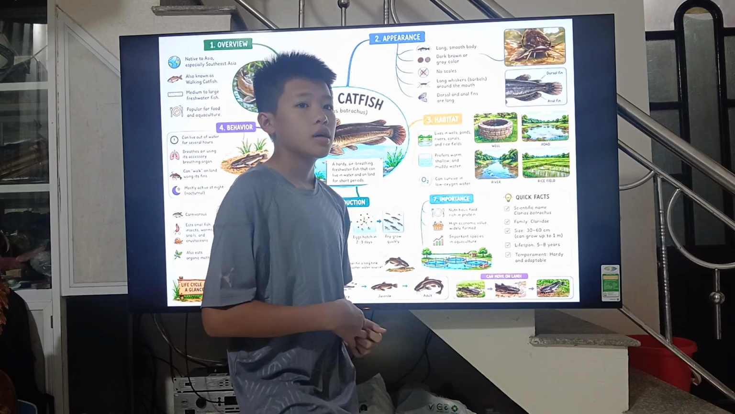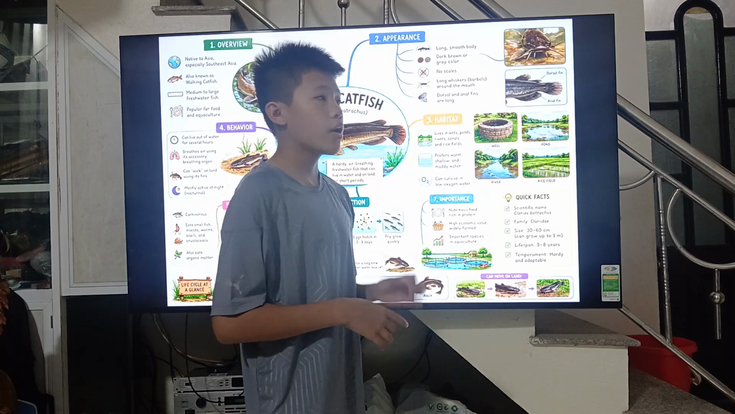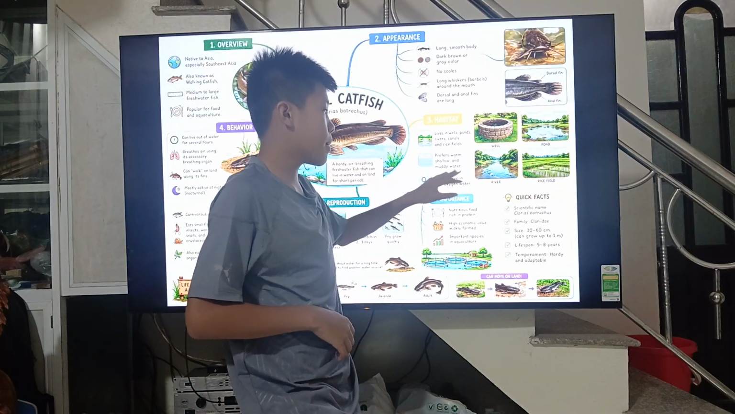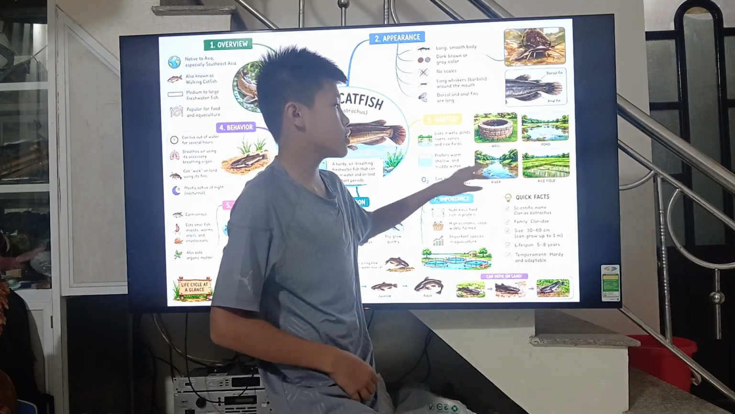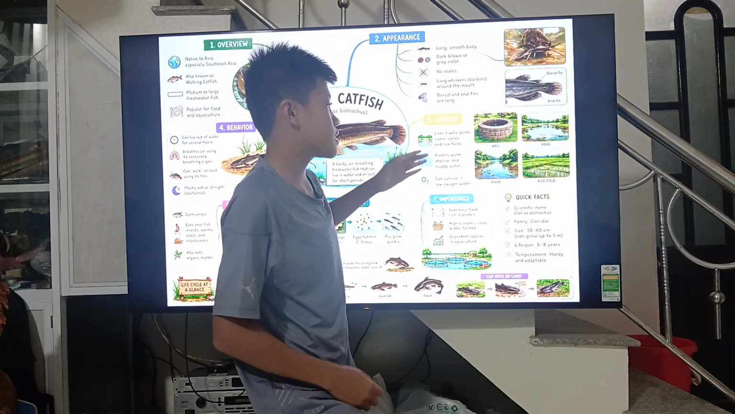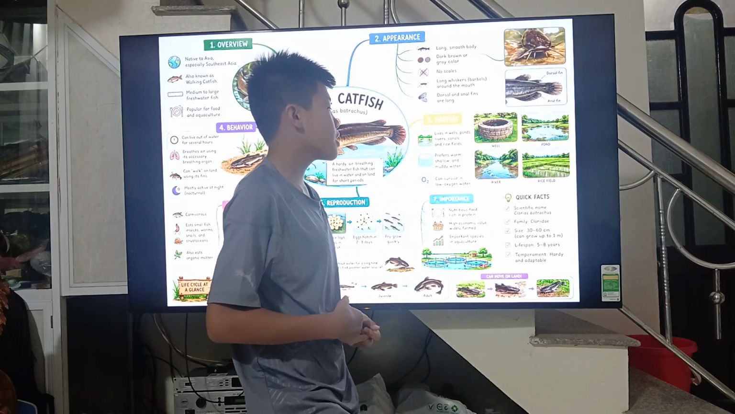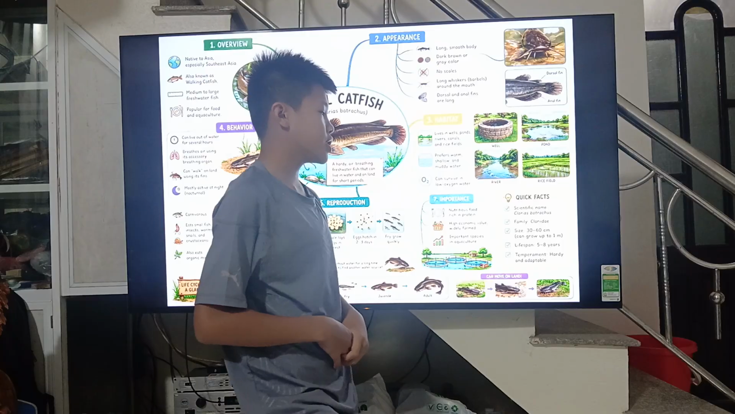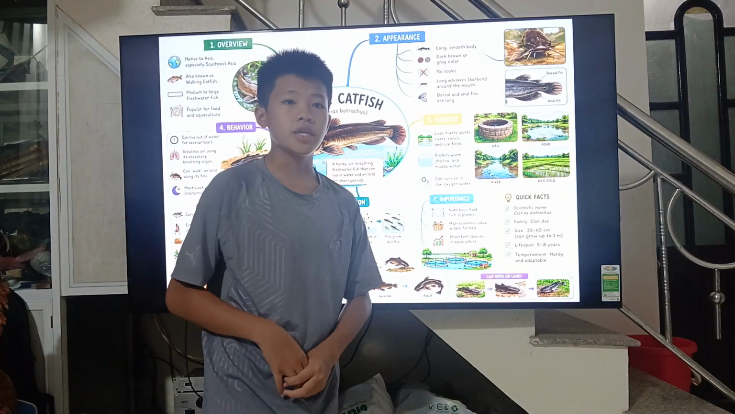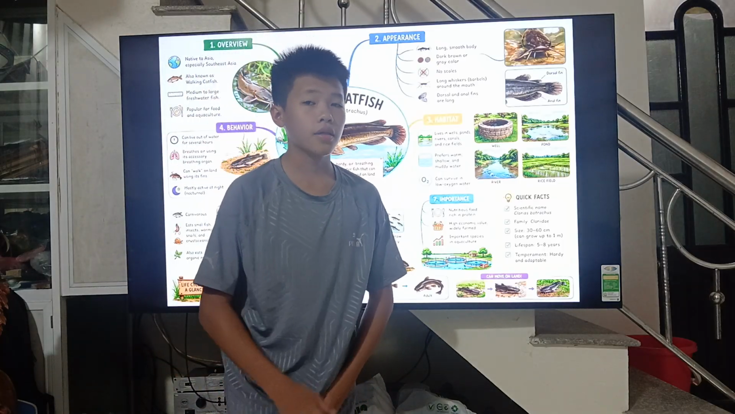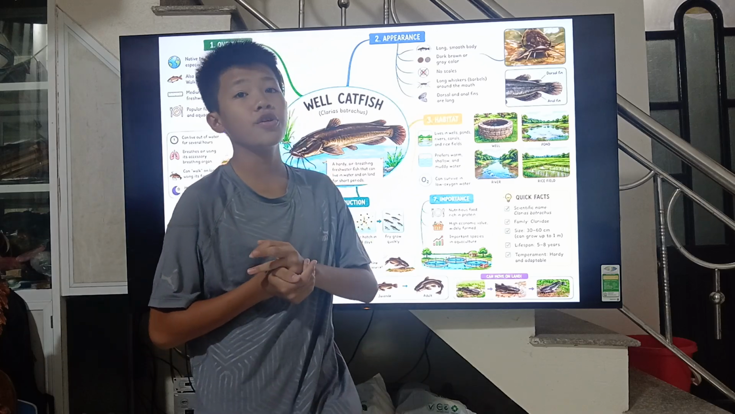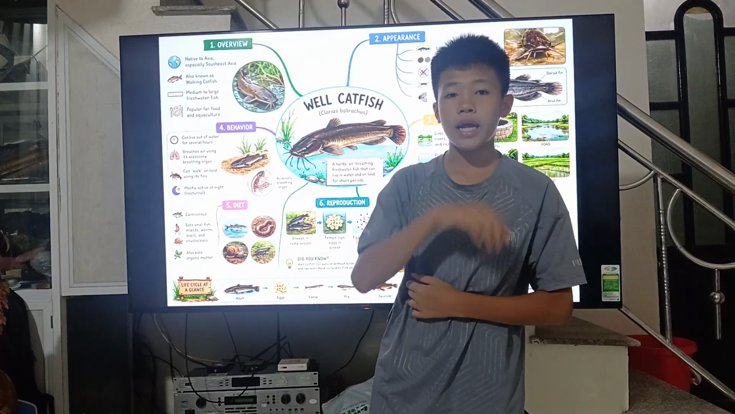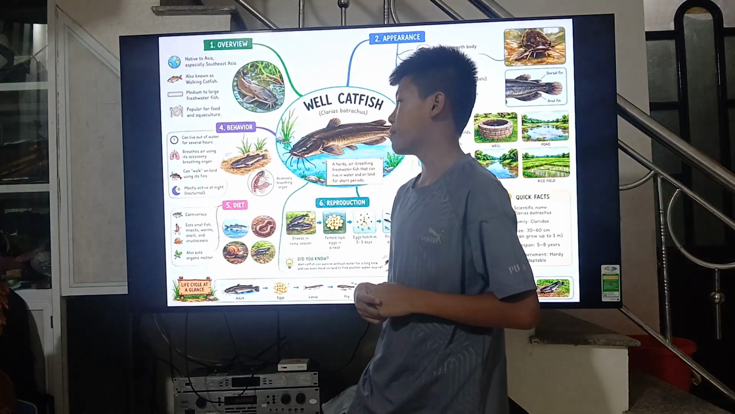When the rain lasts for a long time, it makes the water muddy and the water is slow, and they can slip out and jump out to find another place with water. They can survive in low oxygen water. They can breathe because they have lungs like in your bodies, and they swim and move like a snake. Now go to the behavior.